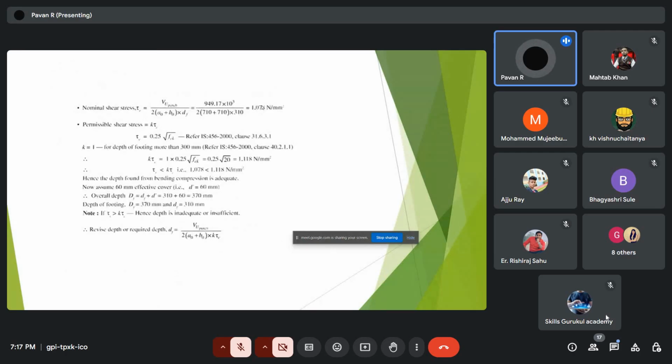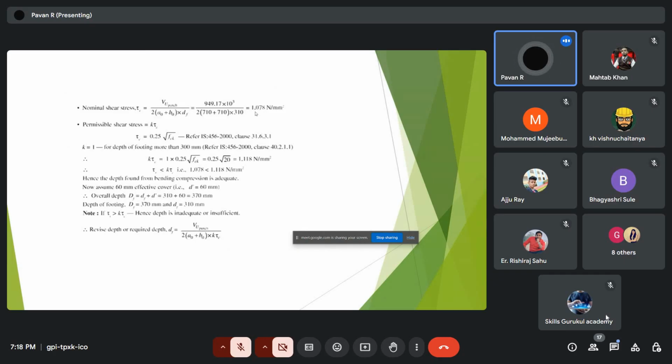We should check using this formula for nominal shear stress, that is tau V. We are getting around 1.078 Newton per mm square, and the permissible shear stress, that is K into tau C, which is the shear stress offered by concrete. Using this formula 0.25 into root of fck, by referring to IS 456:2000 using clause 31.6.3.1, and the K factor is 1 for the depth of footing more than 300 mm as per IS 456:2000 clause number 40.2.1.1.